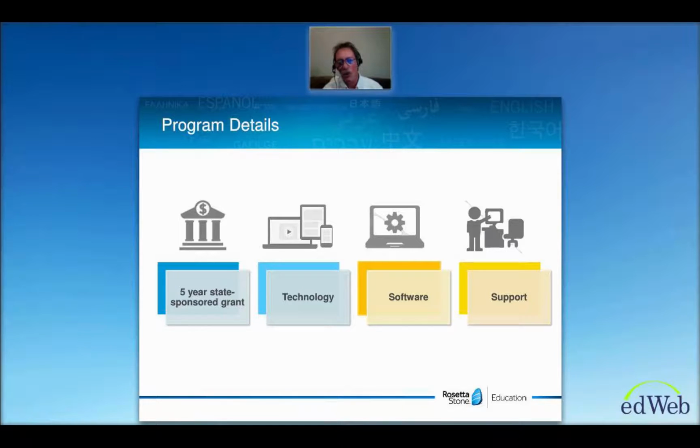We decided that we would go with Rosetta Stone because we wanted parents, students, and our staff to be able to get to this language learning regardless of where they are. And with Rosetta Stone, that made that possible and makes it very quick and easy. And we'll touch on that a little later in the program.